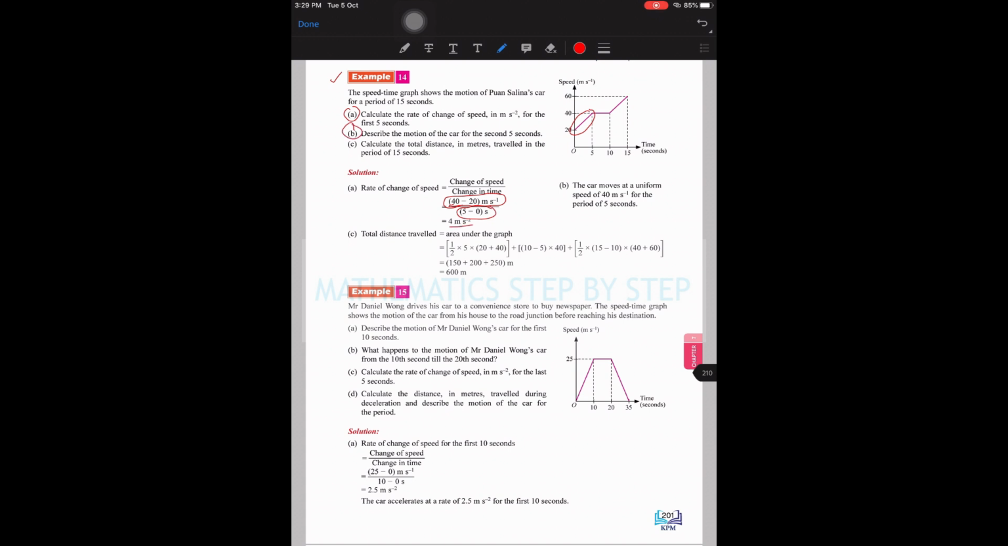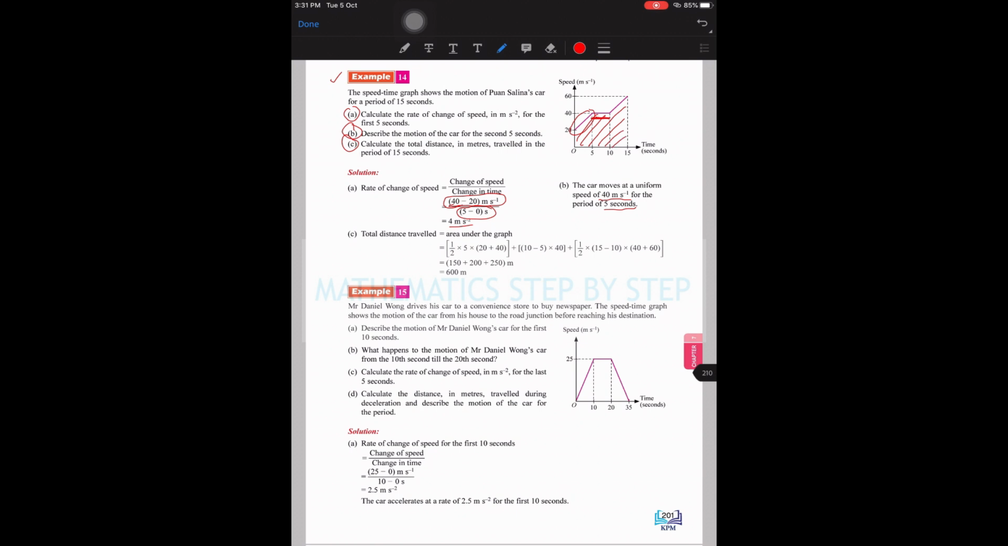Part B, describe the motion of the car for the second 5 seconds. So now we are going to describe the motion for this part of the graph where the object is moving with uniform speed. So the car moves at a uniform speed of 40 meters per second for the period of 5 seconds. Then part C, calculate the total distance in meters traveled in the period of 15 seconds. So we are going to find the area under the graph, this whole thing.